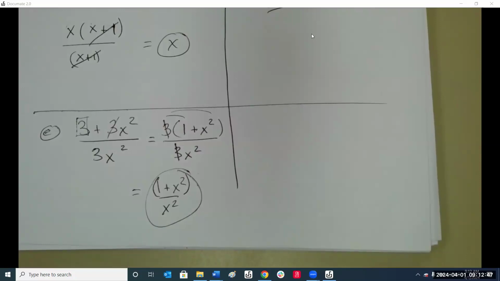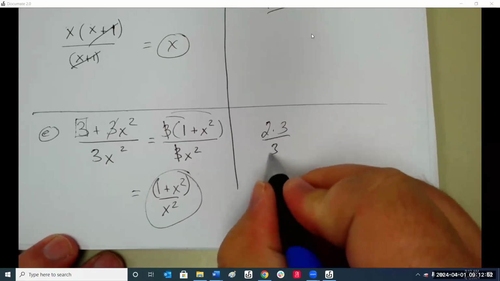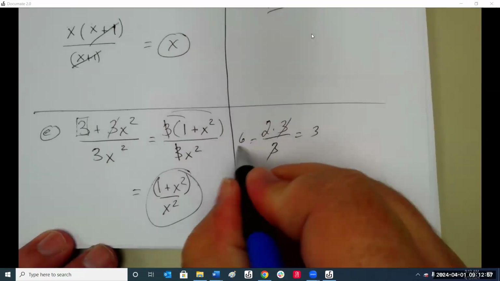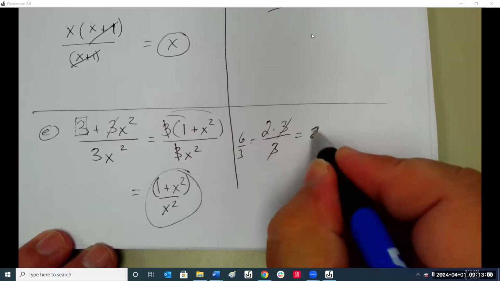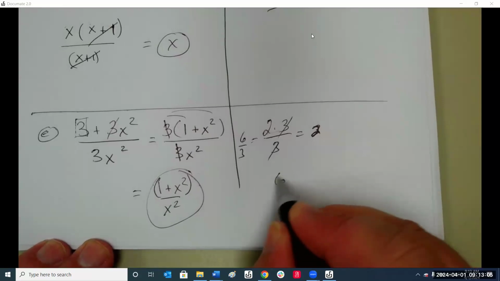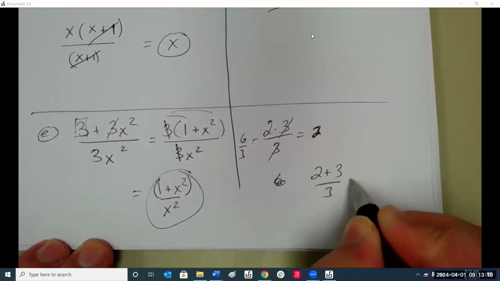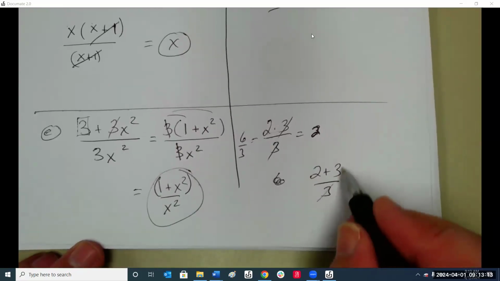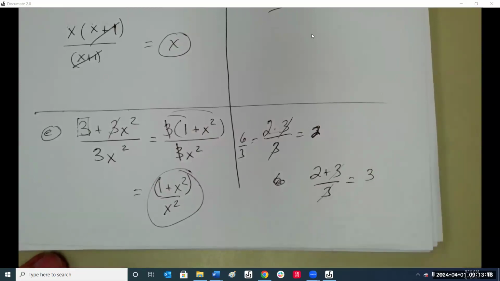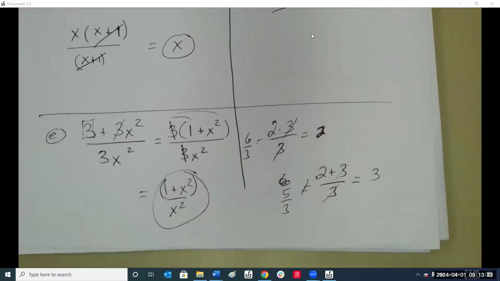And this is where you would reinforce the fact that 2 times 3 over 3 is 2, because they're multiplied, so I can cancel. I cannot cancel these, because it would give me 3. And that's not the same as 5 over 3.